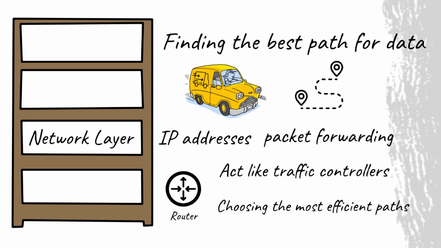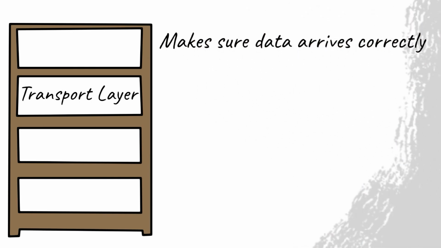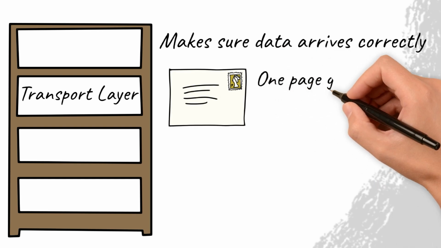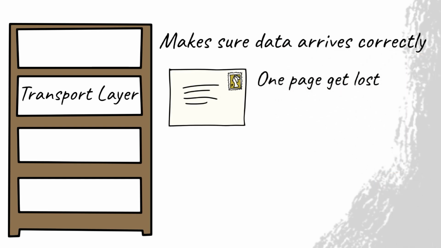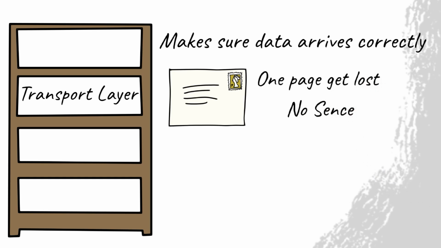Third shelf, the transport layer. This layer makes sure your data not only arrives at its destination, but also arrives correctly and in the exact right order. Imagine sending a letter, but along the way, one of the pages gets lost or damaged. Without this page, your message wouldn't make sense. That's exactly what the transport layer fixes.